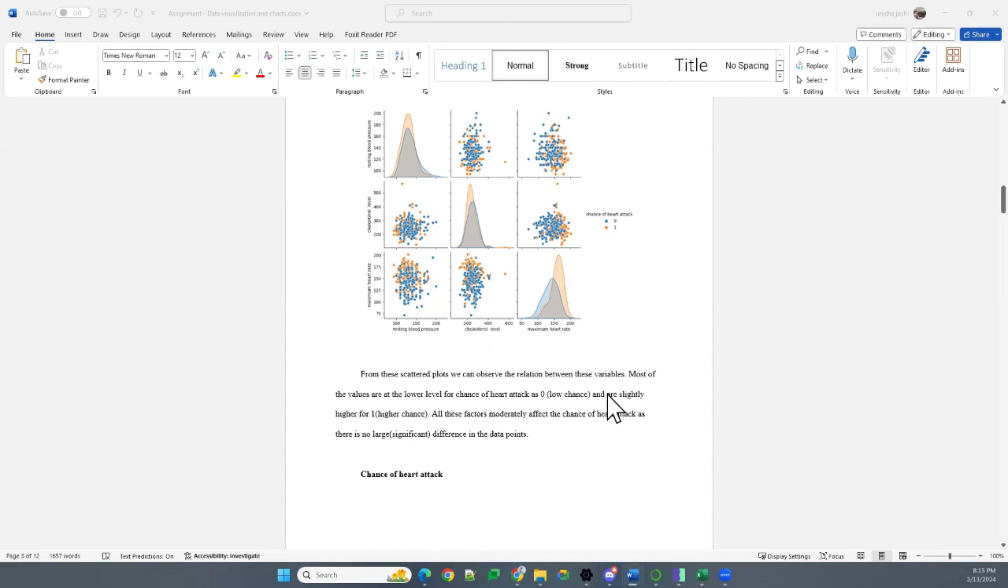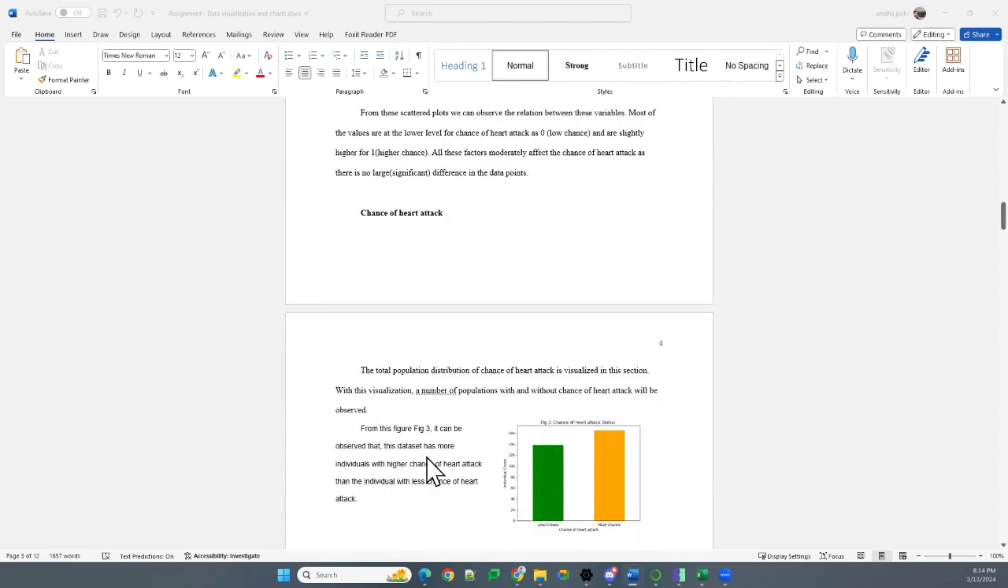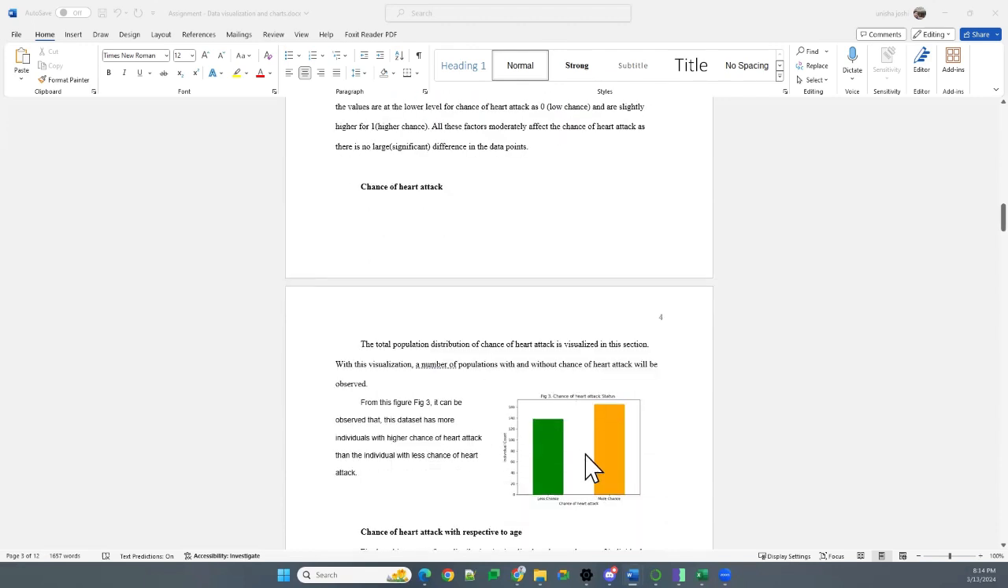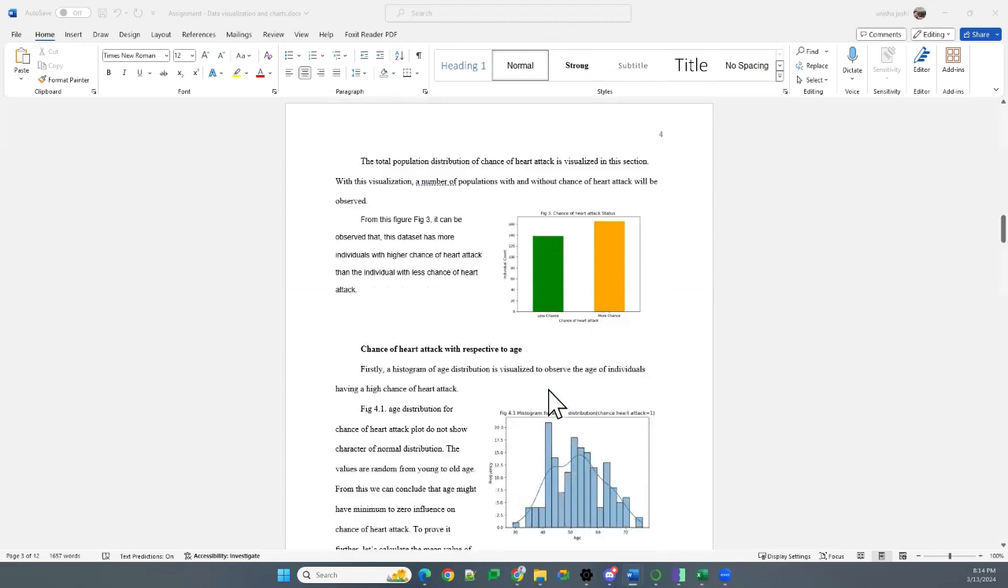So I started working with the chance of heart attack, as this data set is mostly focused on heart attack. I'm going to explore the relationship of the chance of heart attack with other variables. Starting with the chance of heart attack, this data set has a higher population reporting a high chance of heart attack, and a low number of the population having a low chance of heart attack.